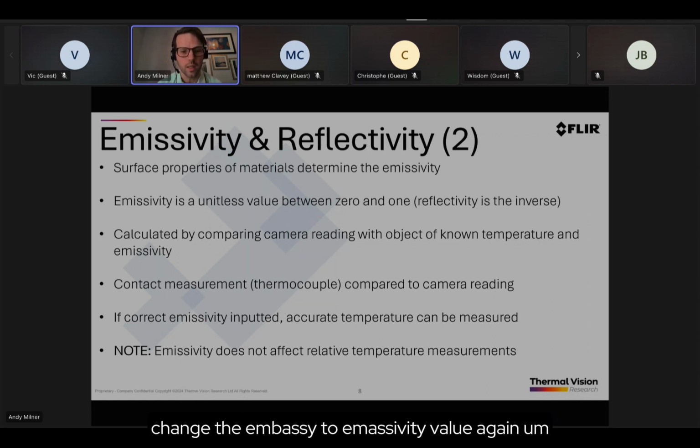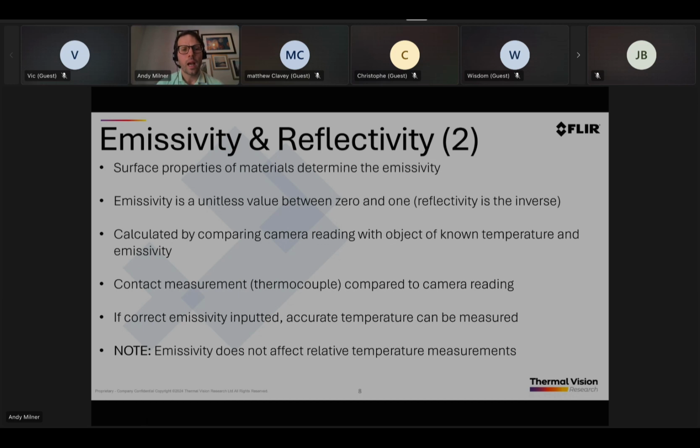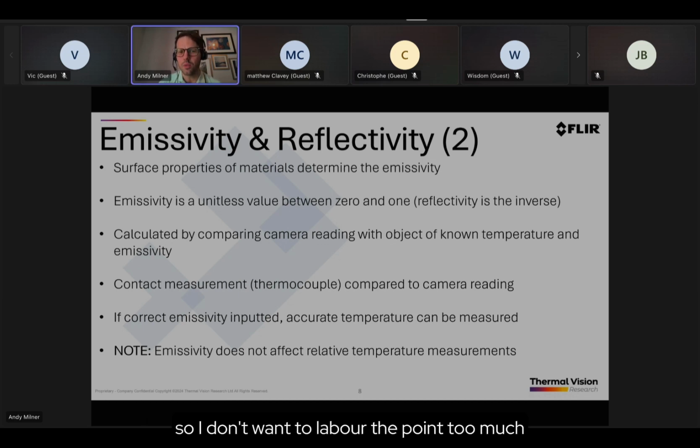then you don't need to change that emissivity value again.